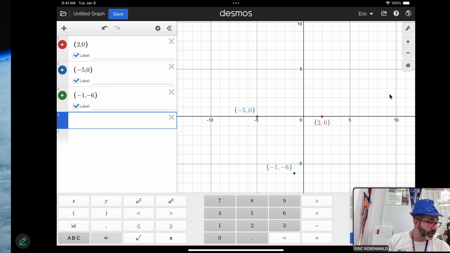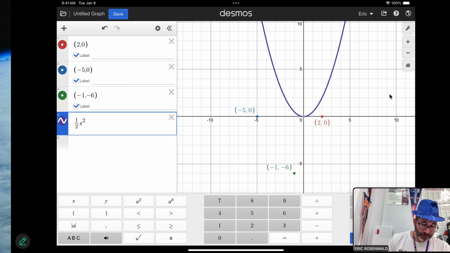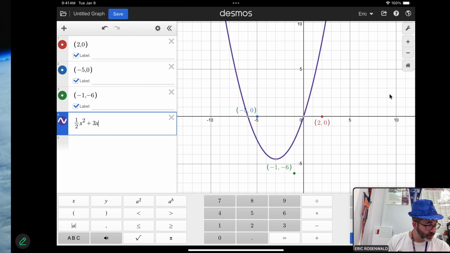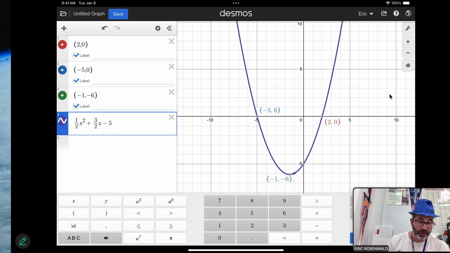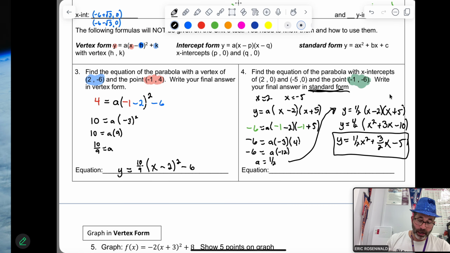So if we go ahead and plug in the equation that we came up with, which is 1 divided by 2, and then x squared plus 3x, and then minus 5. I'm sorry, it was 3 over 2. So it's 3 divided by 2, x minus 5. You can see that that graph now goes through all 3 points that we mentioned here. Okay? All right, let's continue on.